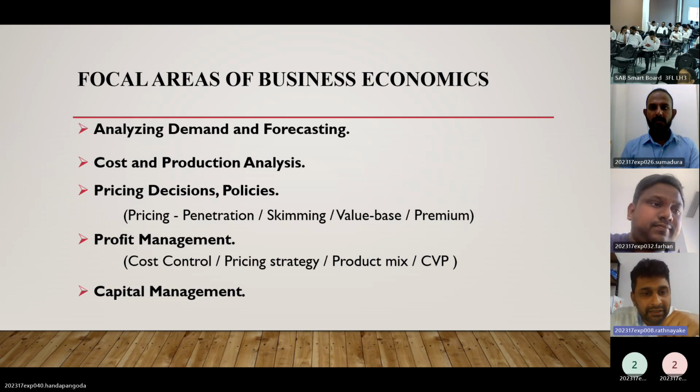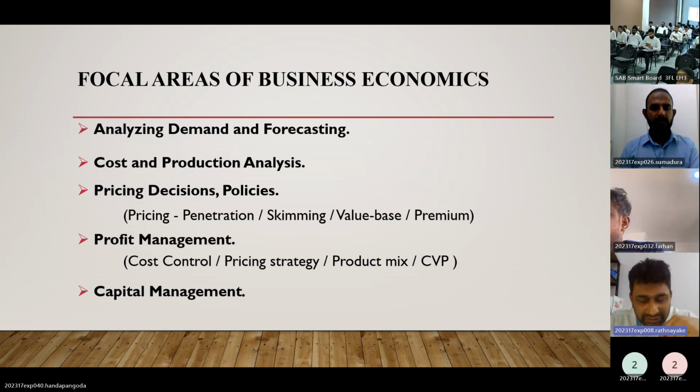And the fourth one is profit management. That is balancing income and customer relations through cost control, pricing strategies, and product mix optimization. Techniques include cost management, pricing strategies, product mix analysis, and cash flow management.